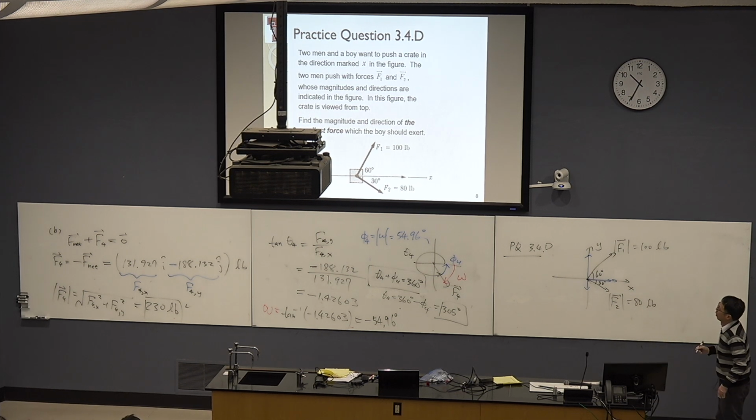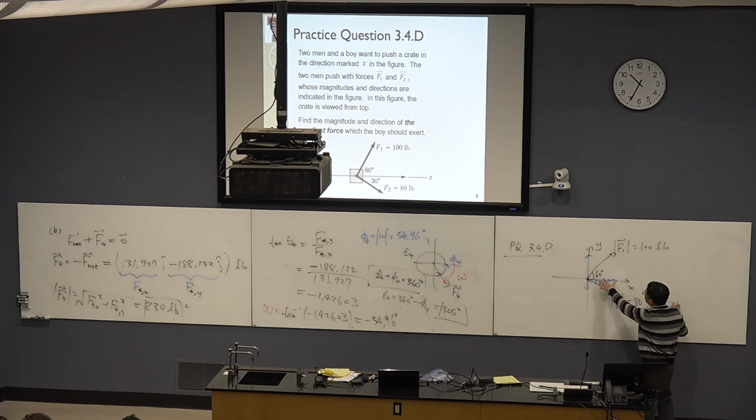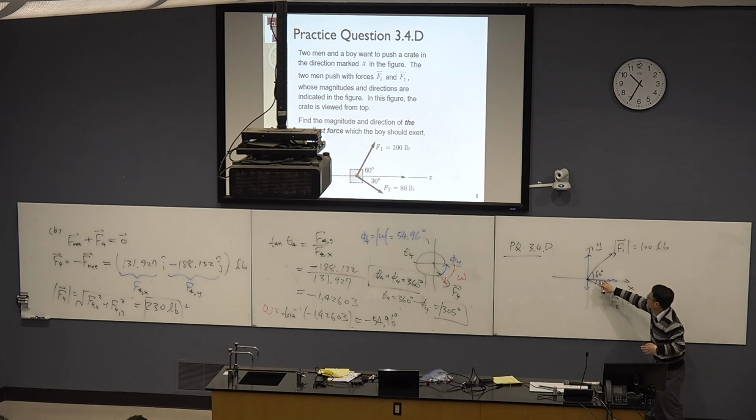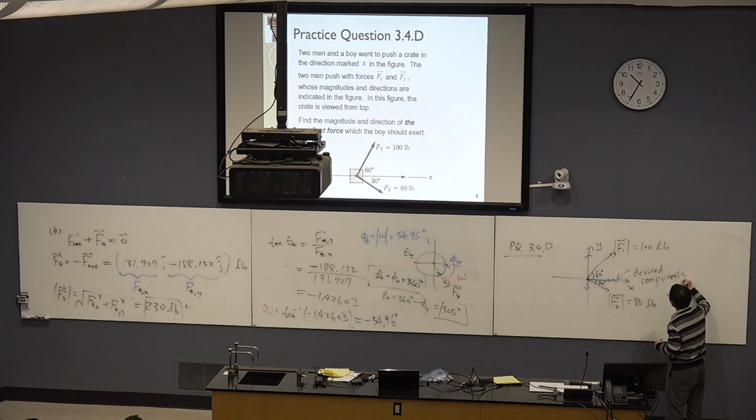Now, the consideration is the x components and y components of F1 and F2. You can write them down very easily. The x components will add up, because they are both toward the right. So the x components of the two forces will not affect your answer, because those forces are directly toward the right. That's the desired component, that's what we want to keep.